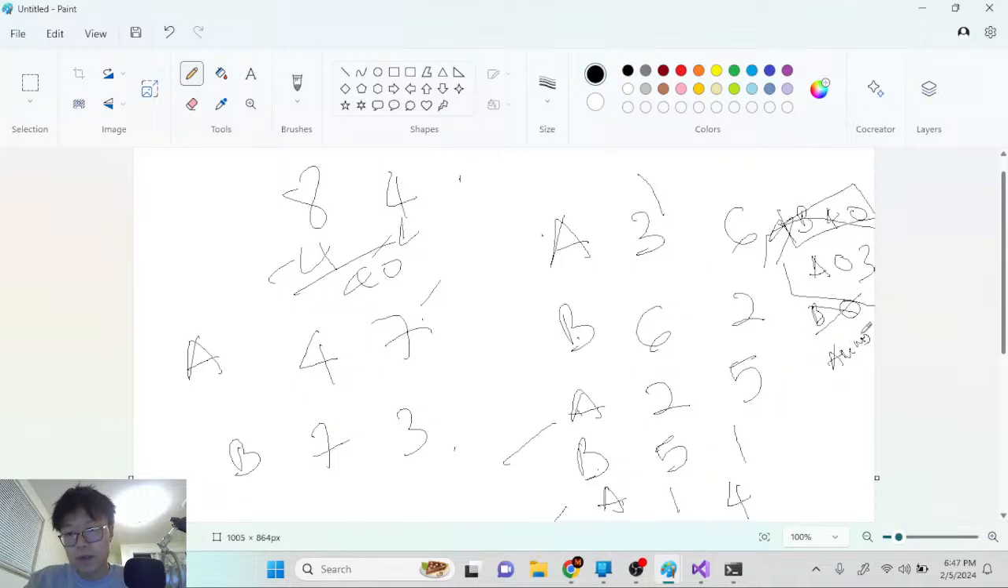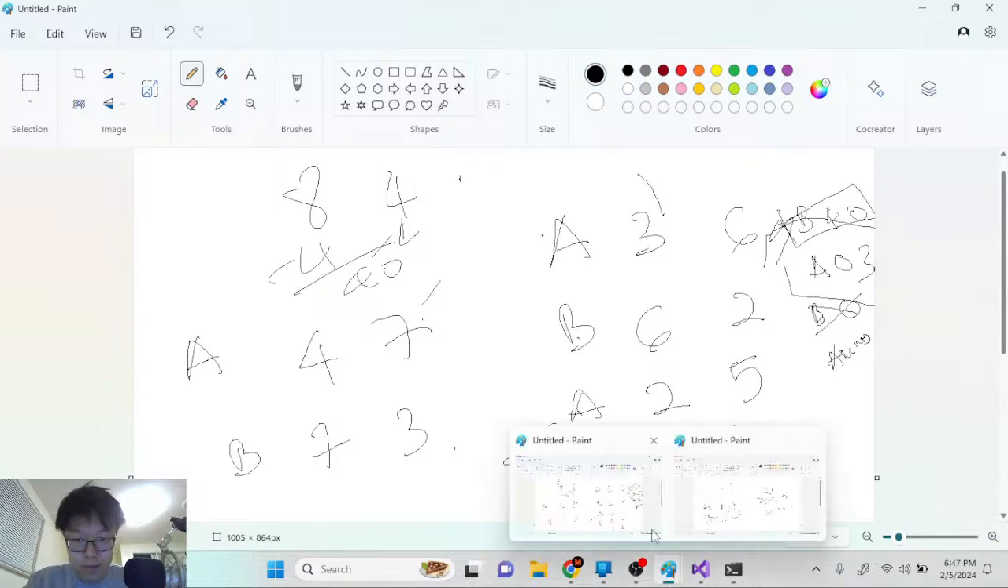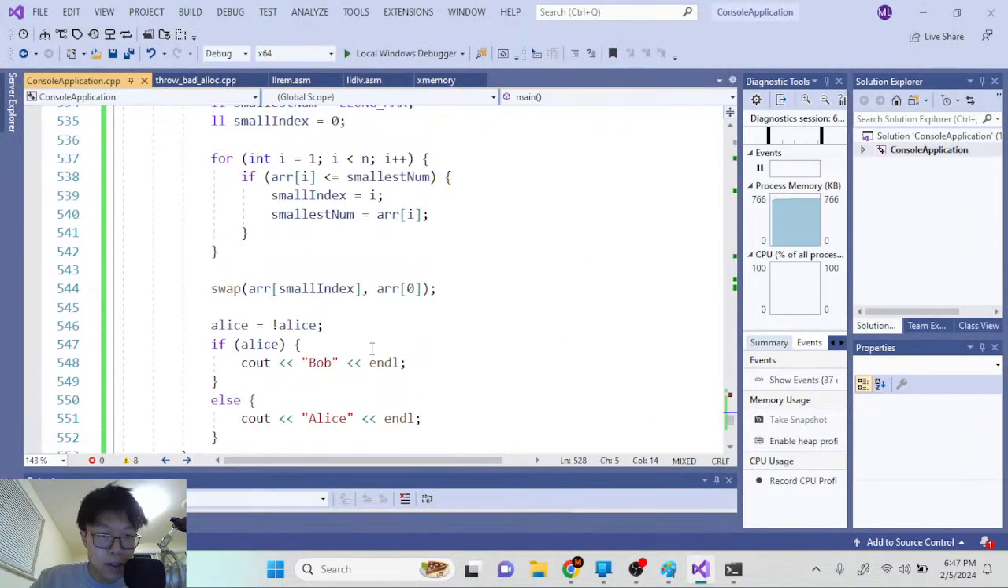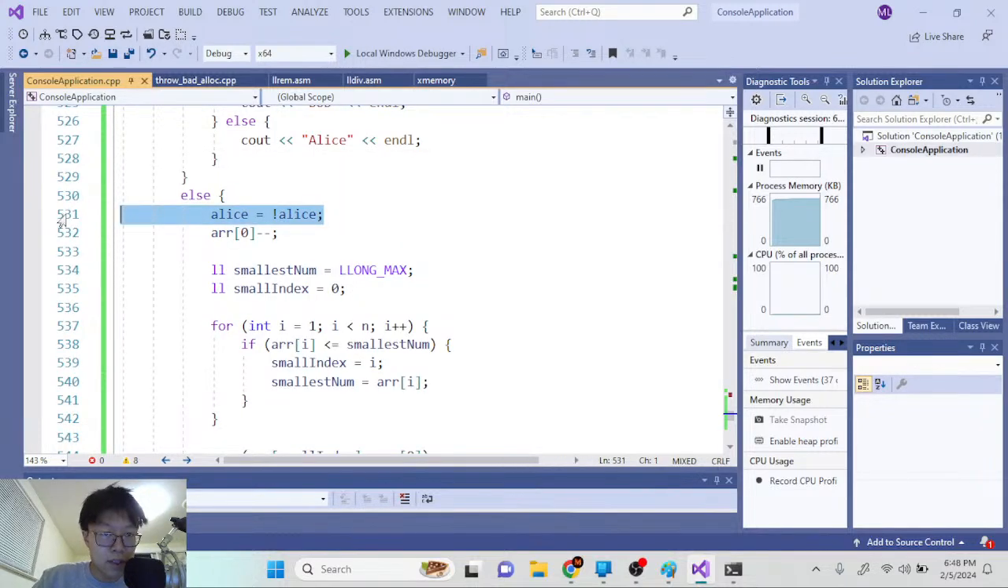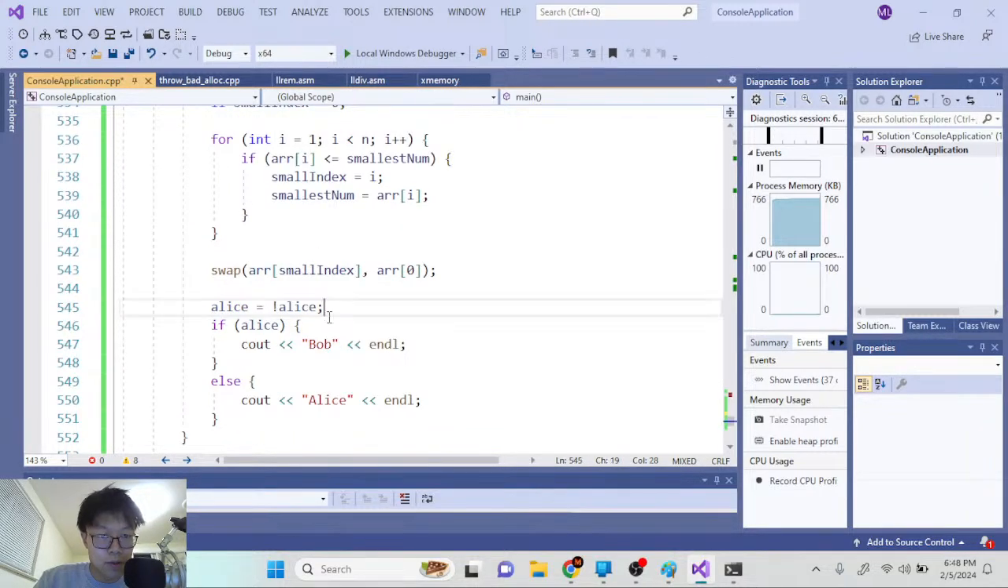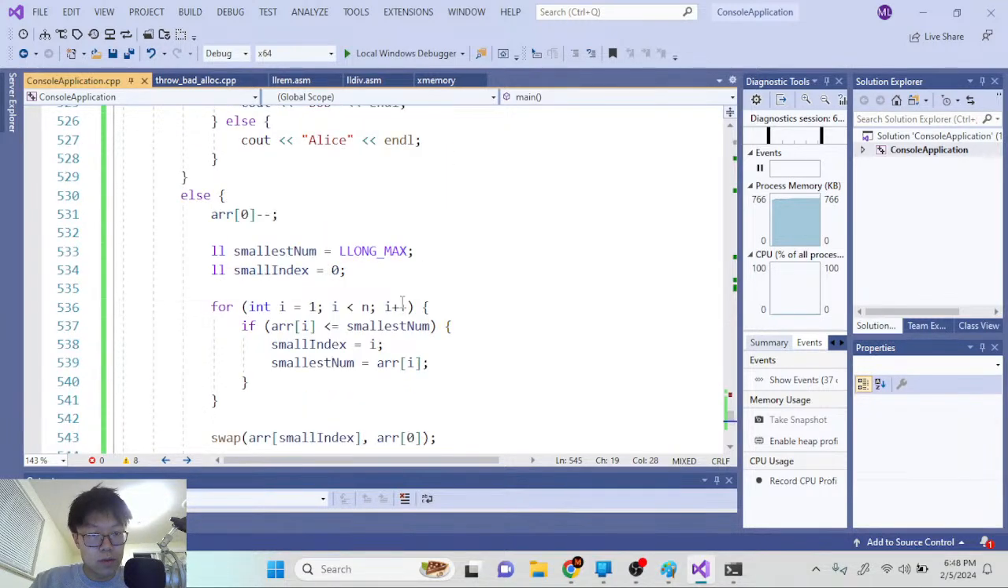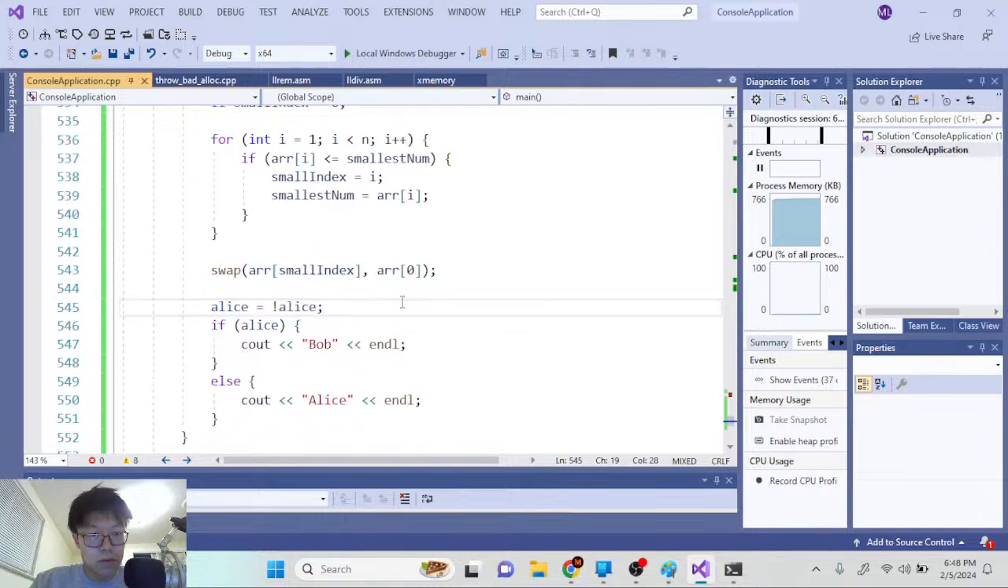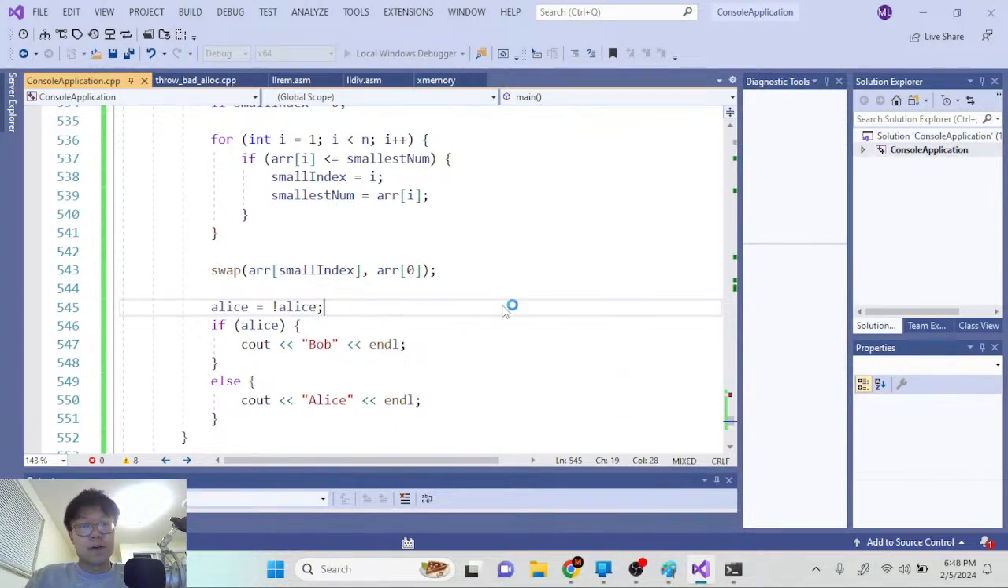Now it's Bob's turn. Bob's turn is 0. Alice wins. Bob's turn is 0, so we don't need to do this. Do it once. Bob's turn is 0. Okay, so this should work.